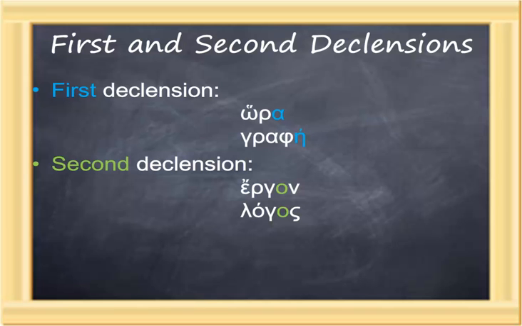But you'll notice here one minor difference. In the dictionary form, the form that you learn to identify, in the first declension, there is no case ending. In the second declension, the dictionary form has a case ending. Some have a nu, some have a sigma. These case endings we'll get to in just a moment.